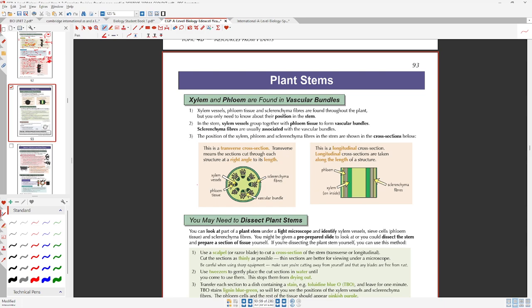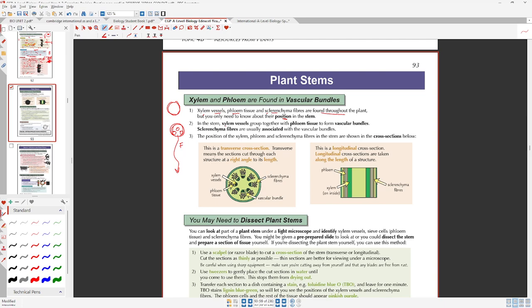Now talking about vascular bundles, this is like the real stuff, right? So you're going to have your xylem, phloem, and sclerenchyma together in one bundle, but you only need to know the positions in the stem. Since they're tubes and they go throughout, you can call them fibers, right? So all three, these vessels, tissues, and fibers, are found throughout the plant, but it doesn't matter where they are. Only their position in the stem is always the same. So in the stem, xylem groups together with phloem tissues to form vascular bundles.